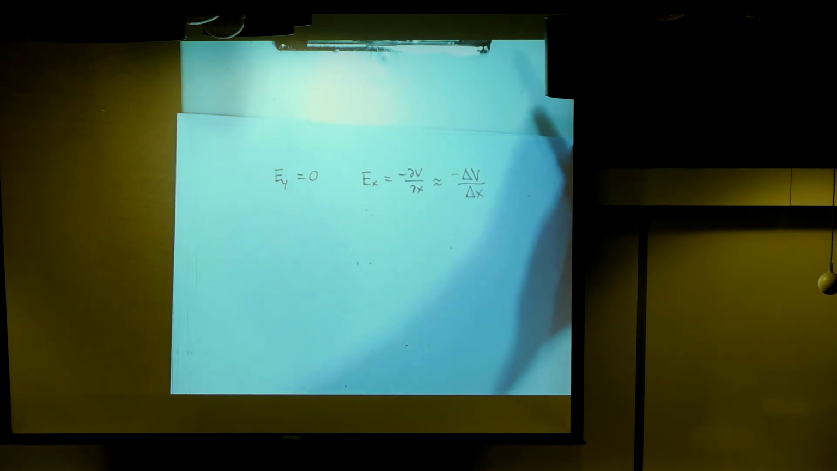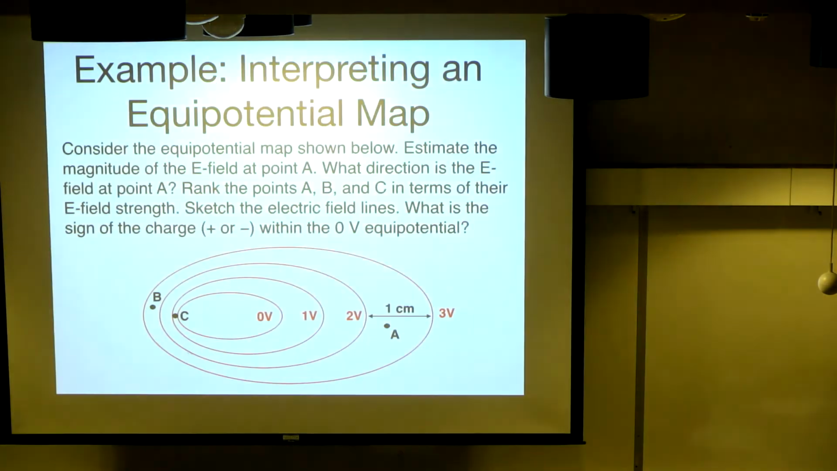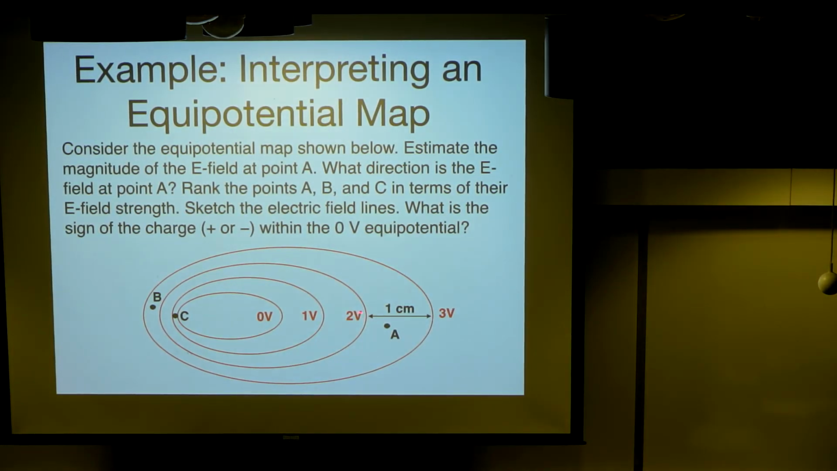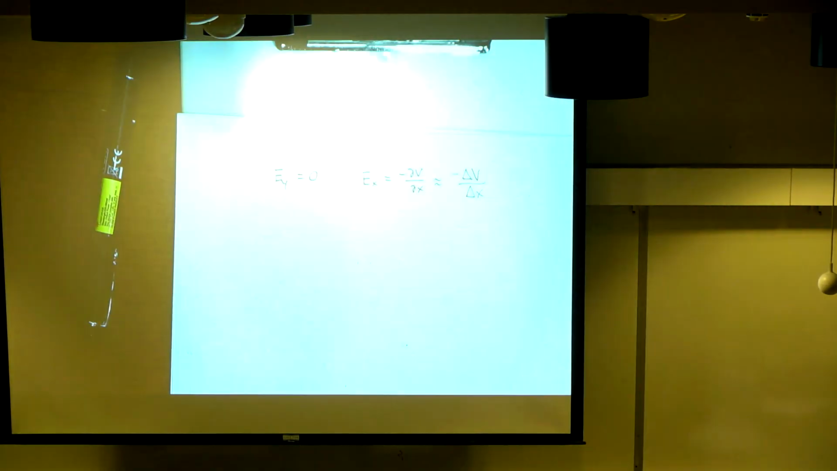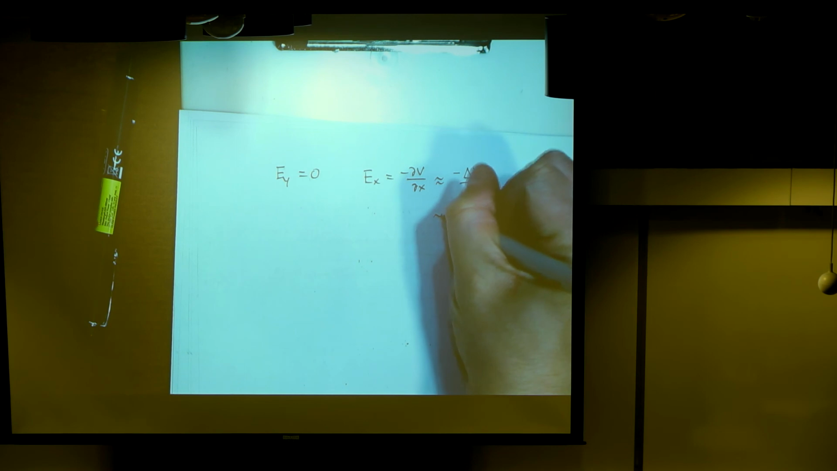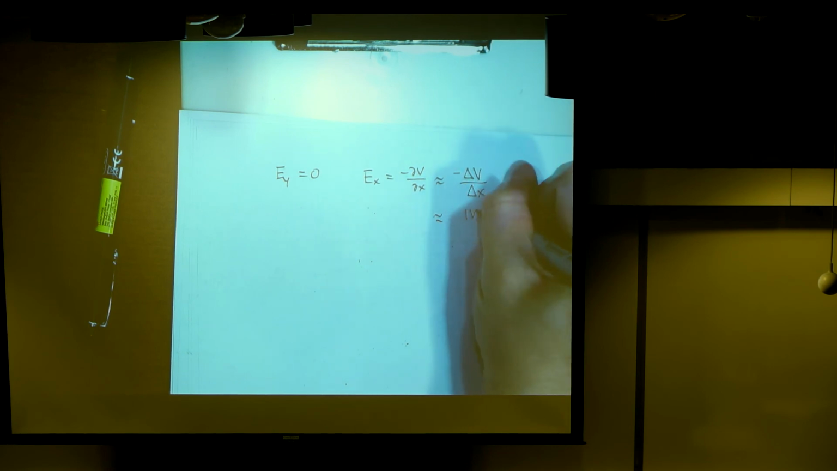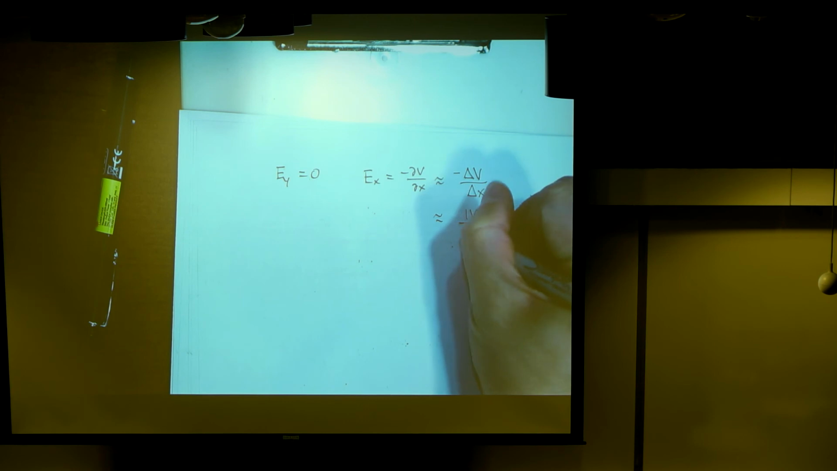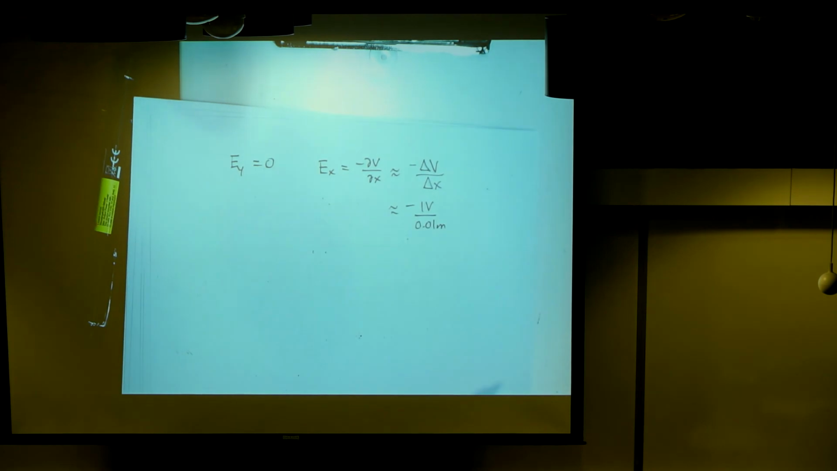So going back to the diagram, as I move in the positive x direction from here to here, what's my delta V? 1. Yeah, it's positive 1 volt. I increase by 1 volt, right? And what's my delta x? That's 1 centimeter, just given in the diagram. So just 1 volt divided by 1 centimeter, correct? So my delta V is 1 volt. My delta x is 1 centimeter, or 0.01 meters. But remember, we have this negative sign out front at the outset. Okay?